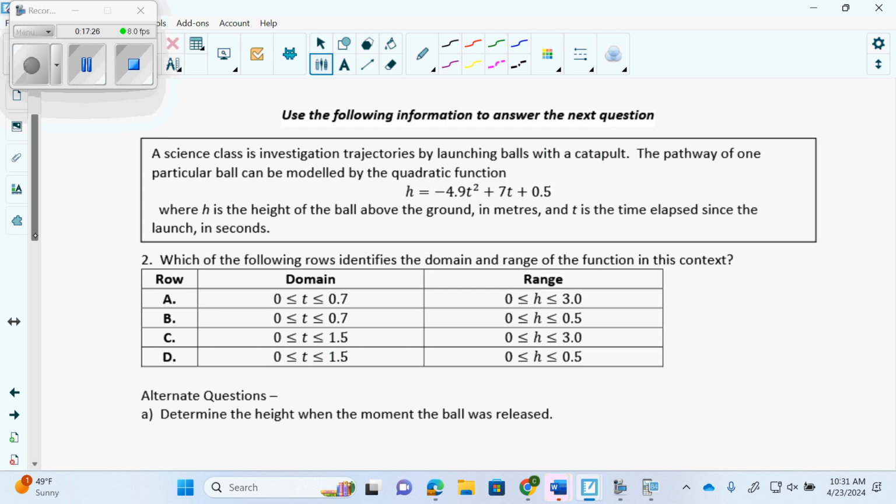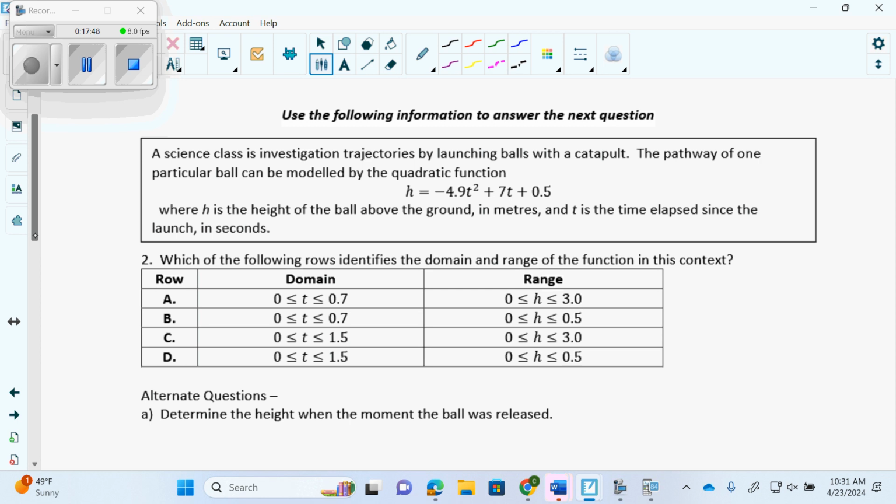All right. A science class is investigating trajectories by launching balls with a catapult, just like tossing the ball yesterday. I tossed a worm, but that's fine. Or a caterpillar, I think it was.